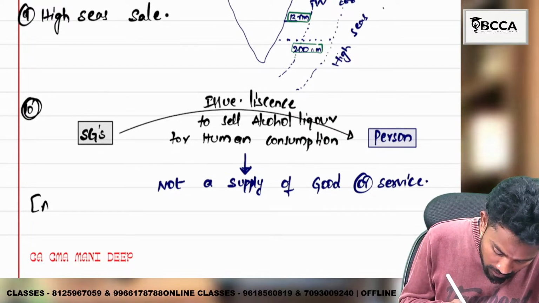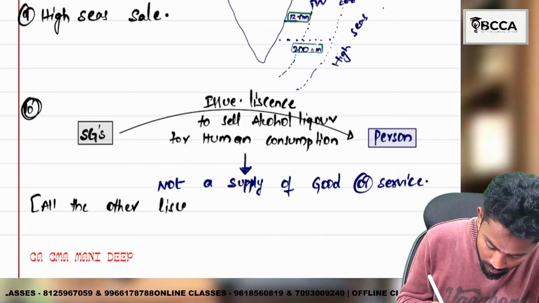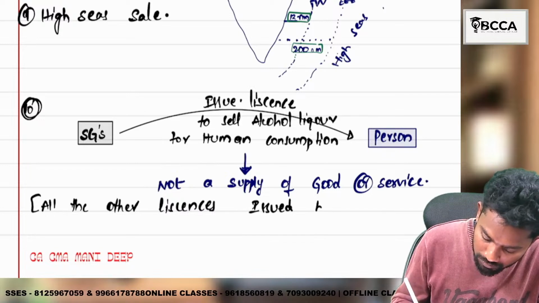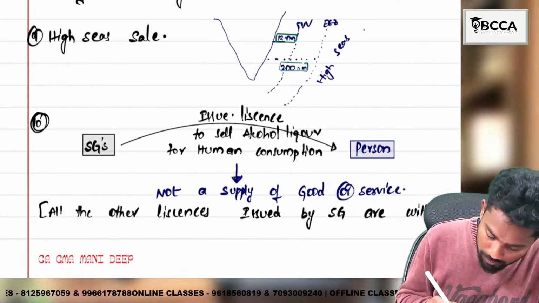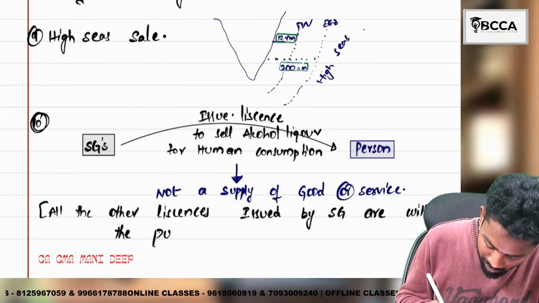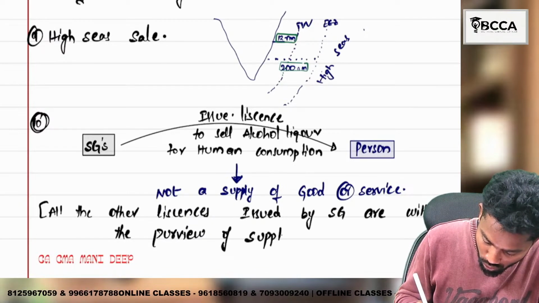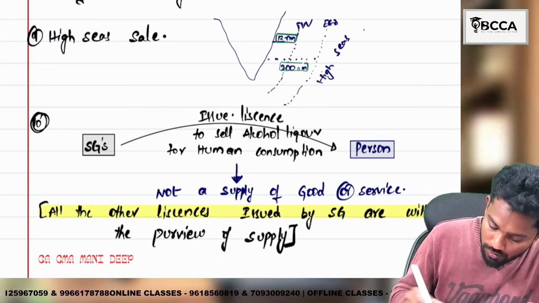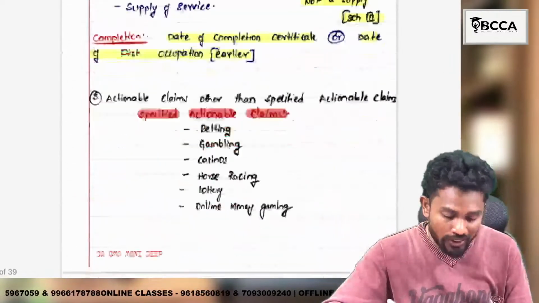All the other licenses issued by state government are within the purview of supply. Right? So under the negative list we have a total of 10 transactions.